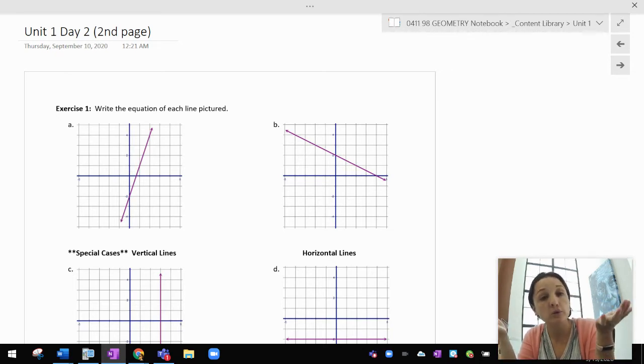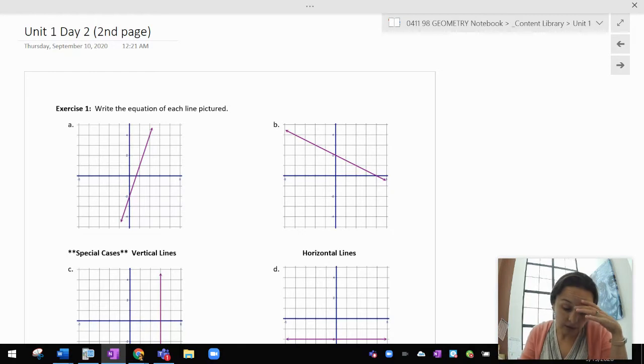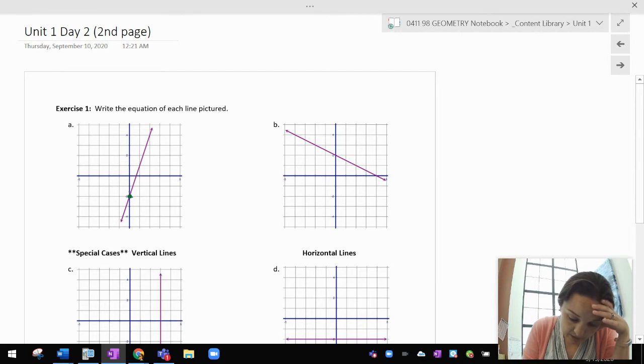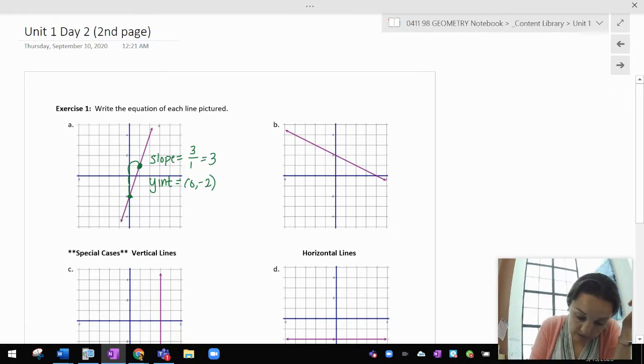If I want to write the equation of a line using slope-intercept form, I need to identify the slope, identify the y-intercept, put the slope in front of x, and put the y-intercept at the end. Looking at this, my y-intercept is negative 2. Where's a lattice point? Right there. So I go up 3, right 1. My slope is up 3, right 1, which is 3. My y-intercept is the point (0, -2). So the equation of this line is y equals 3x minus 2.